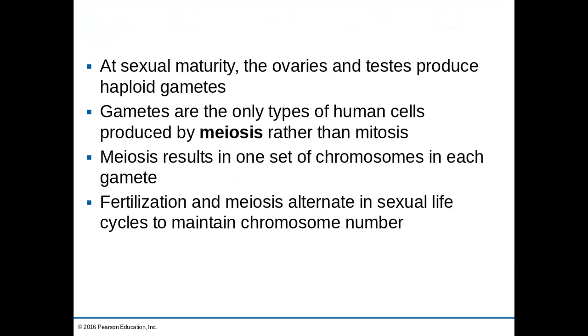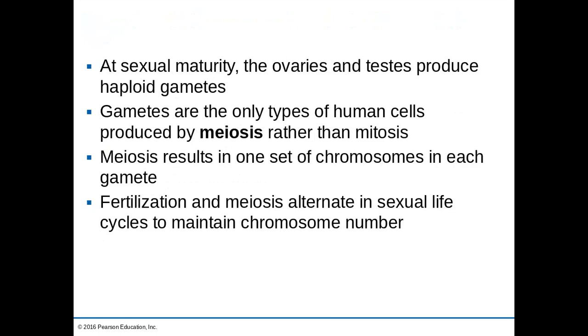Once you reach sexual maturity, the ovaries and the testes are able to produce haploid gametes, so egg cells and sperm cells. They are the only types of human cells that are produced by meiosis rather than mitosis. So gametes divide in a special way so that when you get the final product, you have one set of chromosomes in each gamete. Whereas in mitosis, you make an identical copy of the new cell and you have 2 copies of chromosomes in each resulting cell.